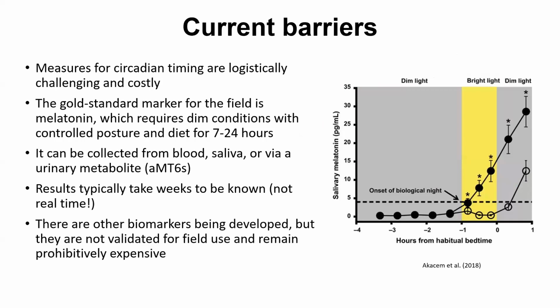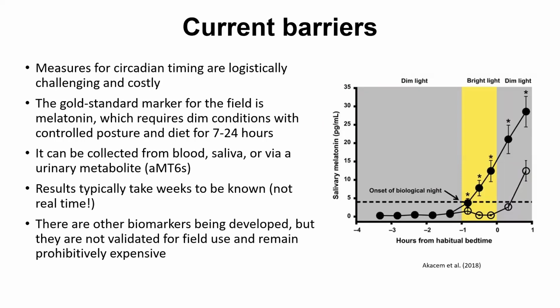And that's not great. For example, if we're studying a shift worker and they're on a rotating shift schedule, by the time we actually have their measurement weeks later, they might be at a totally different circadian time. So now the measure is essentially irrelevant. The gold standard we use in the field is melatonin.